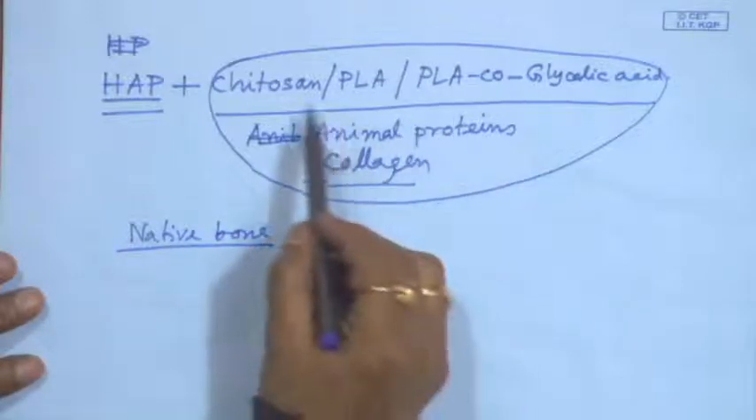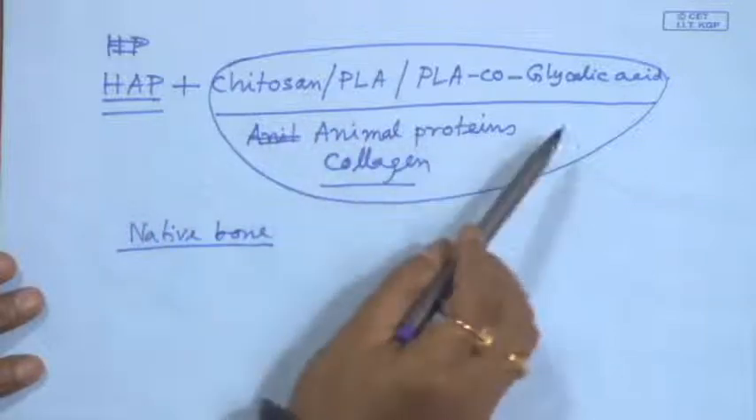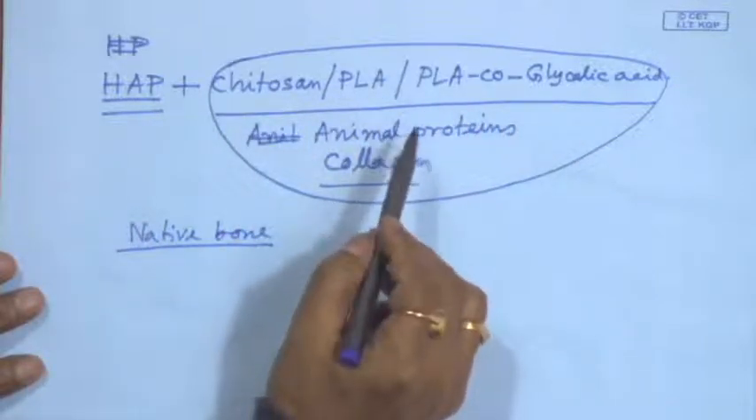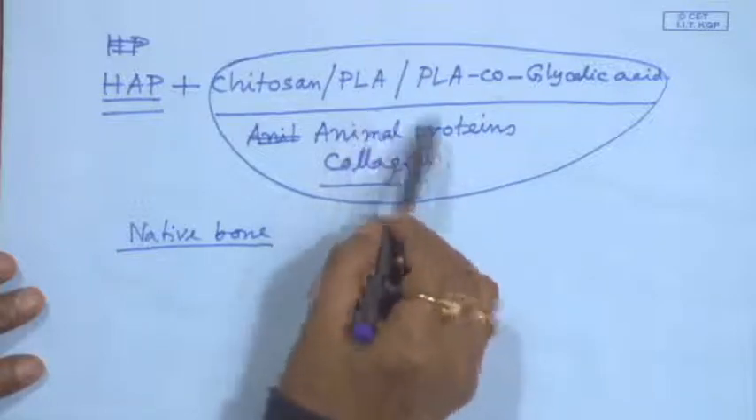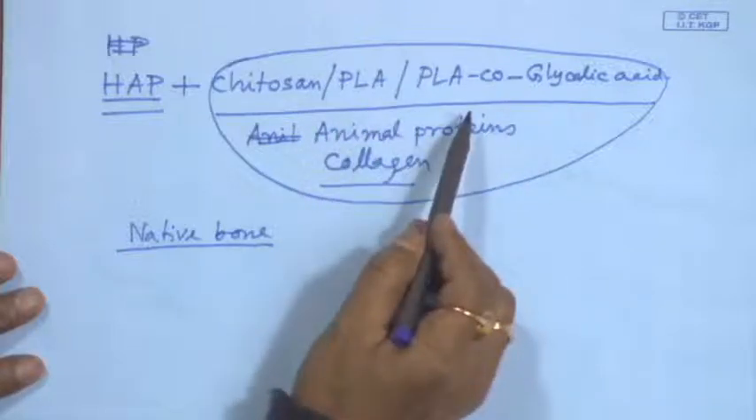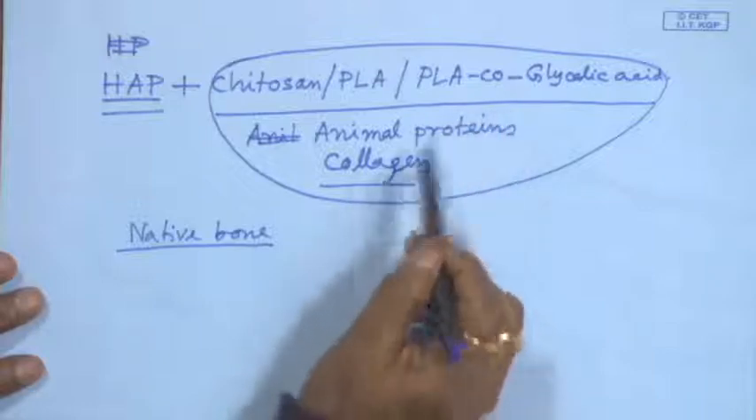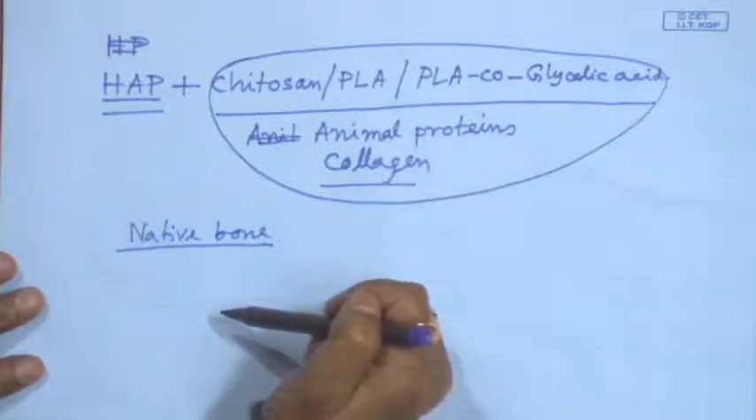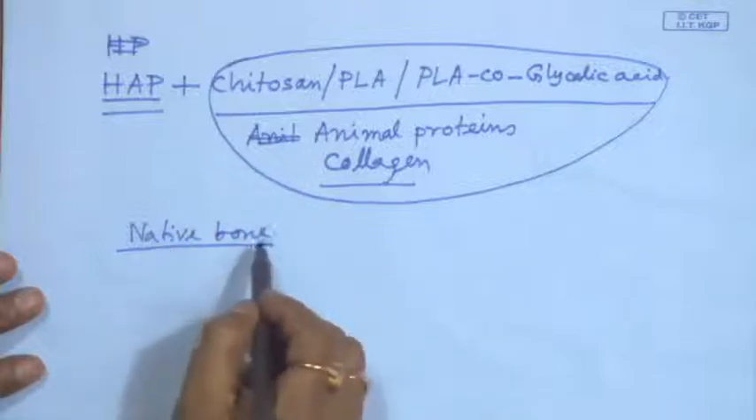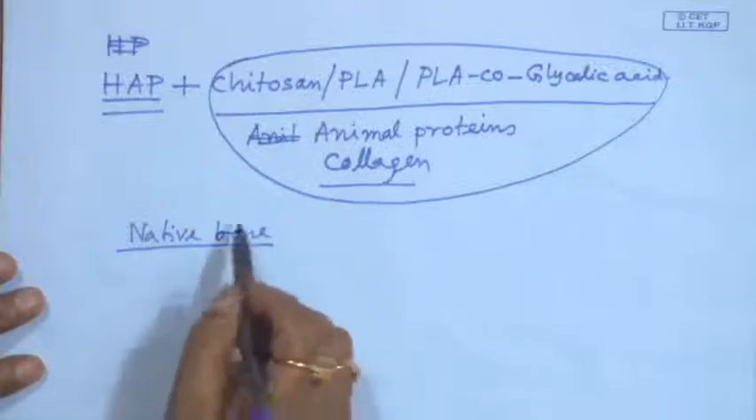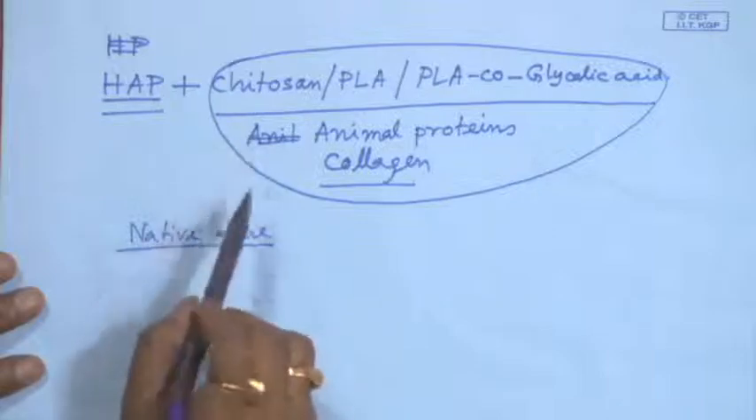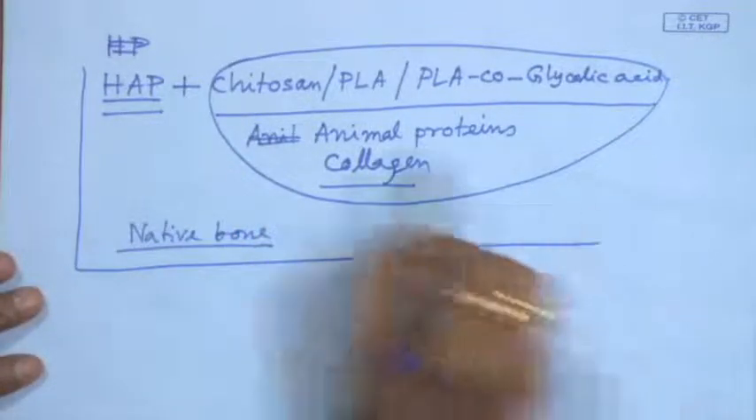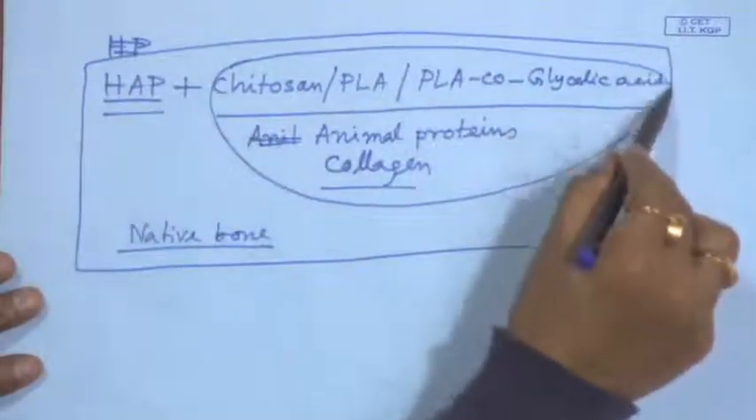What will happen if this composite is used to replace some broken part of a bone? Slowly these polymers will be degraded and that space will be occupied by native bone tissue. So, this is a kind of biodegradable artificial bone material.